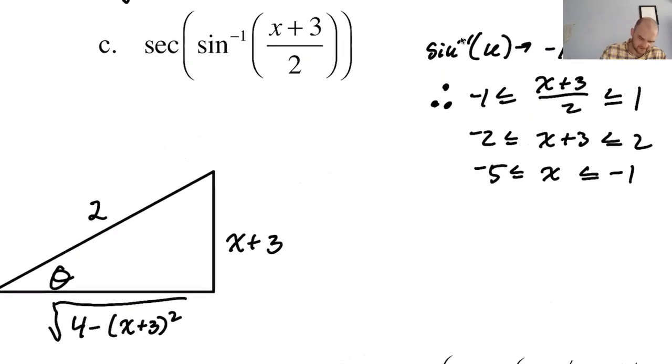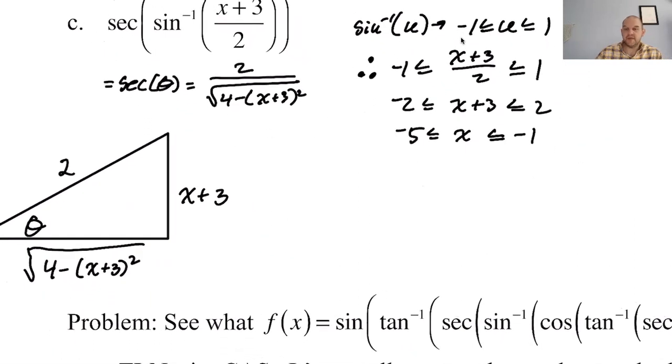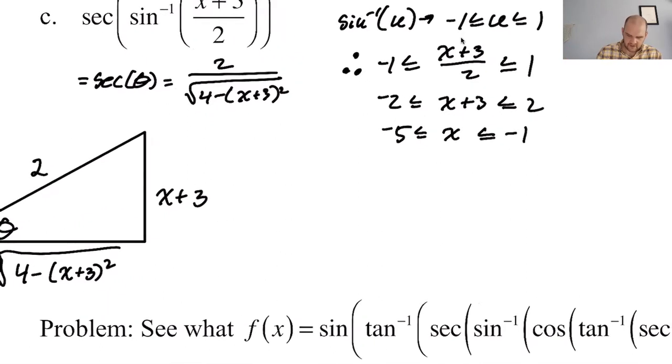So let's see. I need to find the secant of theta, which in this case is, so the cosine is the radical thing over 2, so this will be 2 over the radical thing, 2 over the square root of 4 minus the quantity (x plus 3) squared. And I pick up some restrictions, right? You cannot divide by 0. What would make the thing inside the radical equal 0? Well, it turns out, and this will always be the case when you're doing these, the values of x that make the radicand, the thing inside the radical, 0 are actually these endpoint values.